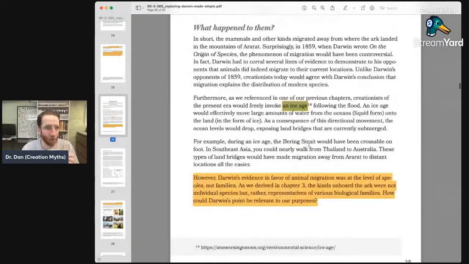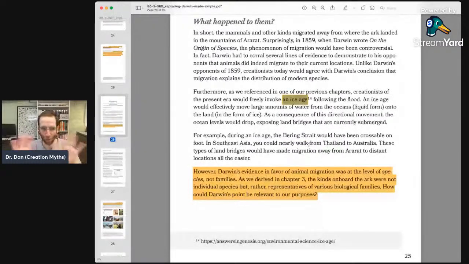So Jeanson does a nice little smoke and mirrors with this in the original Replacing Darwin. He says, look, we all agree. We all agree that there was an ice age. We just disagree on how many and when. But we all agree on ice ages. We all know that there was an ice age. But just how many, how long ago, that quibbles. We all agree on ice ages. He does that in the original Replacing Darwin.